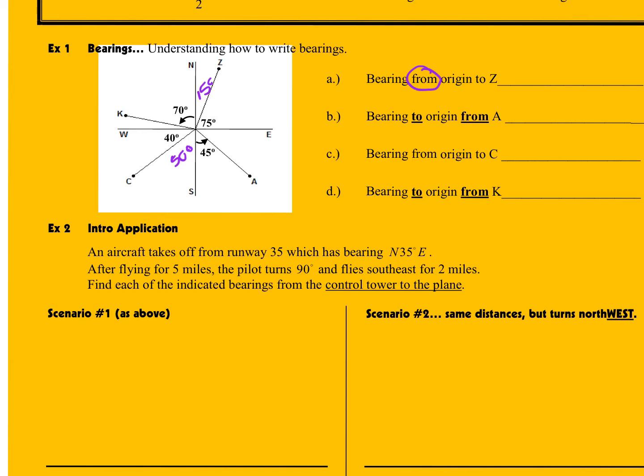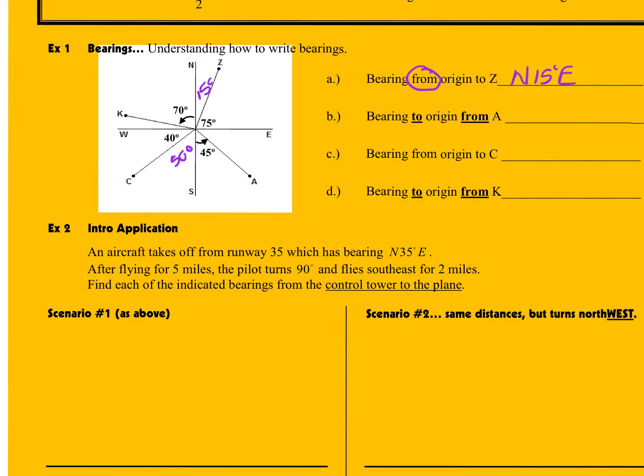When we look at our picture over here, we're starting at origin, and we're going to go in the direction of Z. The first thing that we can notice is that our direction of travel is going to be to the northeast from origin to Z. So we're going to write an N and an E, and we're going to put a space in the middle because our degree is going to go in the center. We're going from origin to Z, that's northeast, and the angle between this direction of travel and the vertical is 15 degrees. So we'll put our 15 degrees in there.